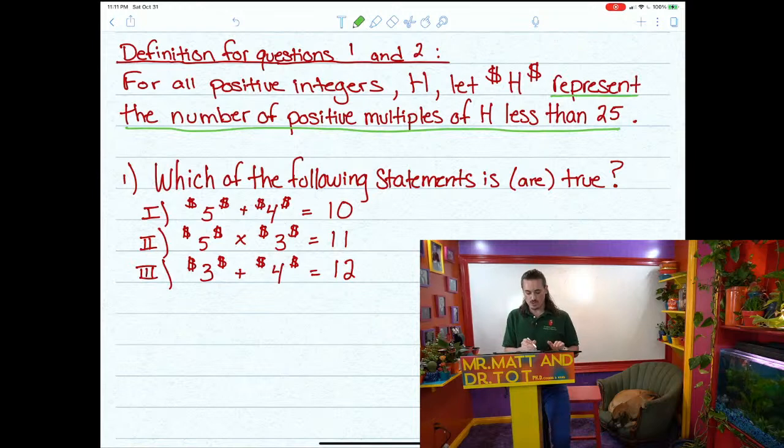First recognize that we have repeating values here: $5, $4, and then $3. So let's systematically list these out and evaluate them so we don't have to repeat the process over and over again. If I list out the multiples of 5, we'd have 5, 10, 15, 20, 25. Now they say that they have to be less than 25, so we can't actually count 25 itself. Therefore, $5 represents the real value of 4.